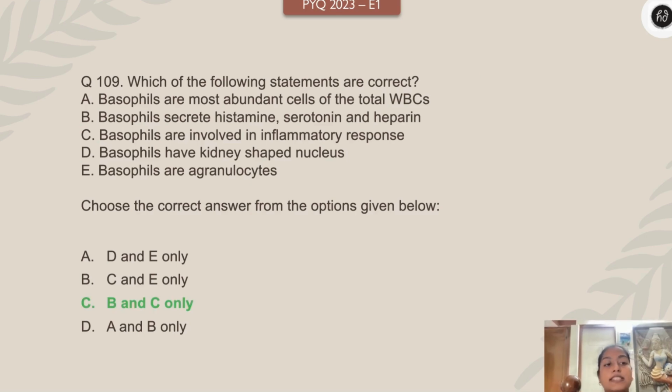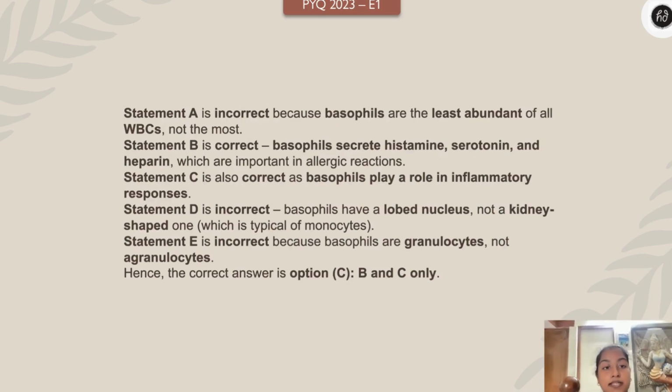Yes. So B and C only, right? They are the correct statements. Basophils secrete histamine, serotonin, heparin, and they are involved in inflammatory response. Why are the other statements incorrect? A is incorrect because basophils are the least abundant of the WBCs. Likewise, option D, if you see, basophils have a lobed nucleus, not kidney shape. And E is also incorrect because they are granulocytes, not agranulocytes.